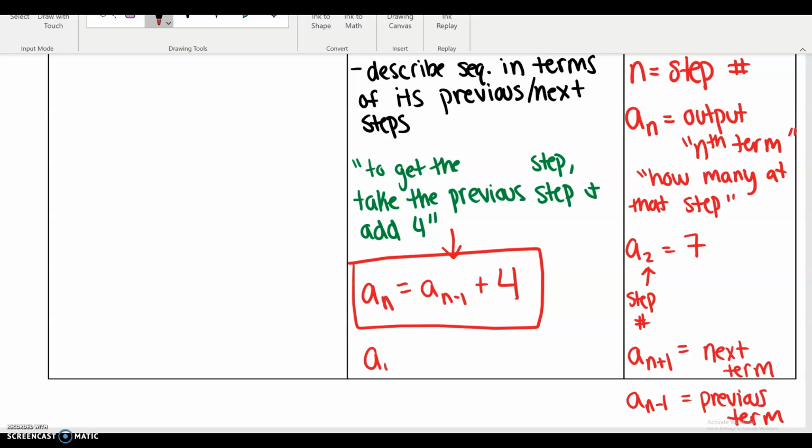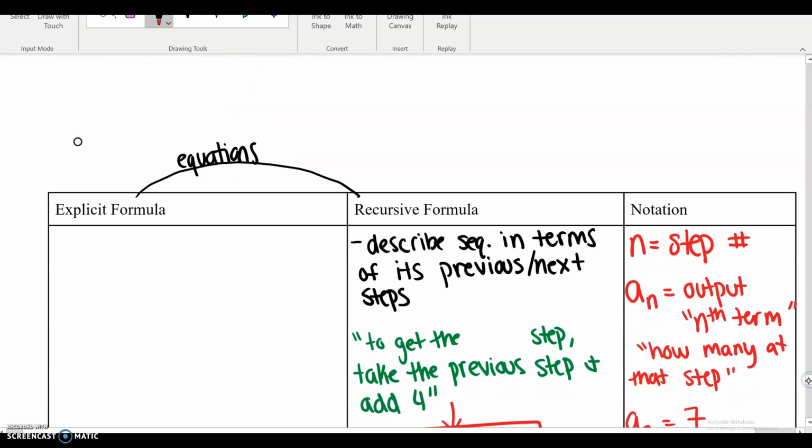You could also write this as to get the next step, you'd take the step number and add 1. You would take the step before it, which would be a sub n, and add 4. Either of these would be correct. There's a few different ways to say it. But all the recursive formula does is relate the sequence to its previous or next step. So in order to use the recursive formula, you have to know at least one of the step numbers. Whereas in the explicit formula, you can actually use this without knowing any number in the sequence. So sometimes it's more useful, but more difficult. Sometimes it's easier, it just depends.